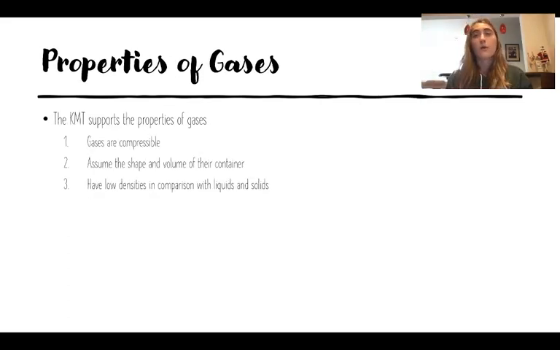So what are the 3 properties of gases? These are actually things we've already covered, but the kinetic molecular theory will support these 3 properties. So 1, gases are compressible, and if we go back to the KMT slide, that is due to that relative space that exists in comparison to the size of gas particles. And then 2, gases assume the shape and volume of their container.